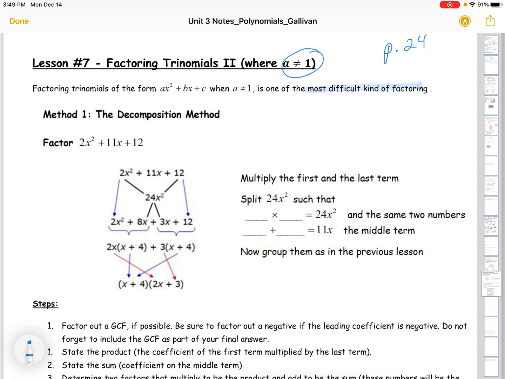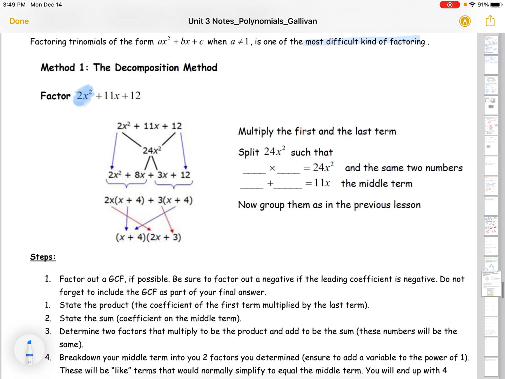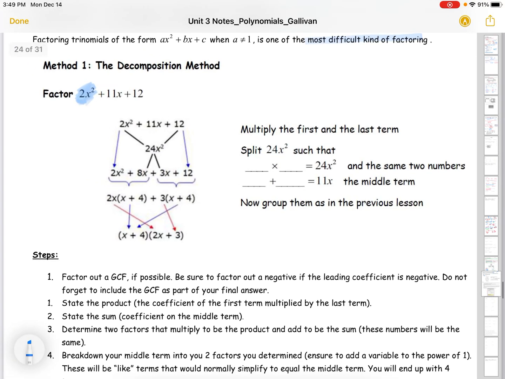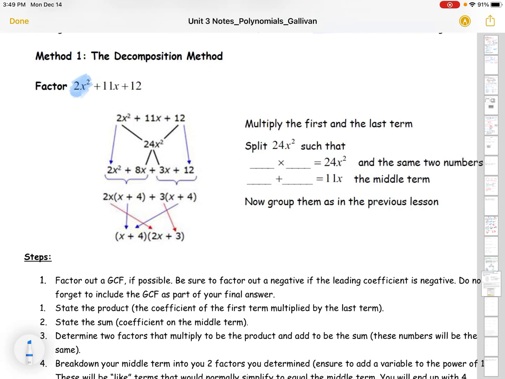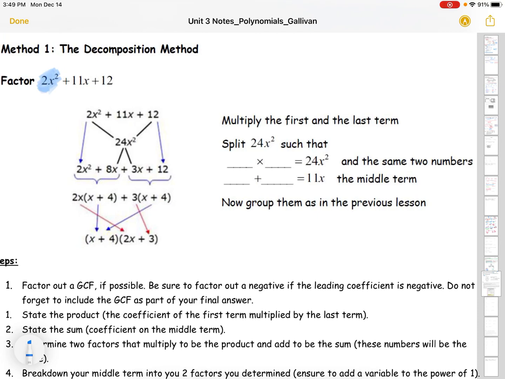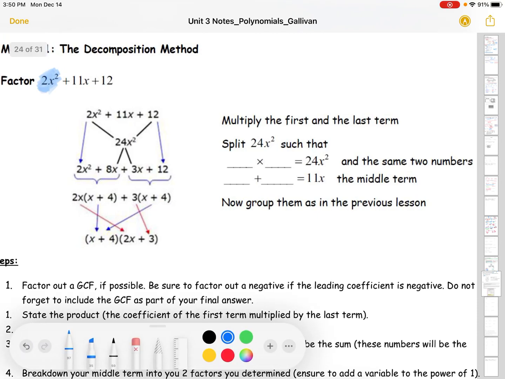All right, and the big thing to note is that this only happens when you have a factor in front of your x in your trinomial. And like I said, I won't be testing you on this. I'm just kind of demonstrating this for you so you're familiar. So when we're looking at this, we have different terms in our trinomial.